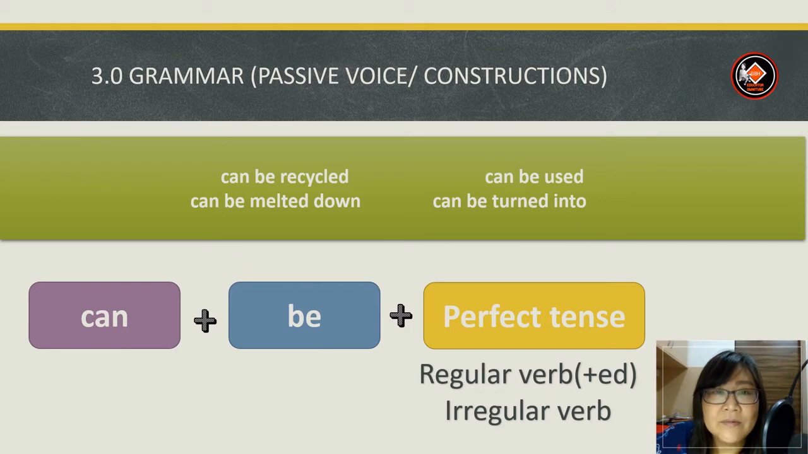Let's look at how a passive sentence or voice is constructed. Look at the examples here. You have can be recycled, can be melted down, can be used, can be turned into. So the structure is you put can and then you add be and then you use the past participle, for verbs that are either regular such as recycled, melted, used and turned. So these are regular verbs where you add ed, and there are also irregular verbs.